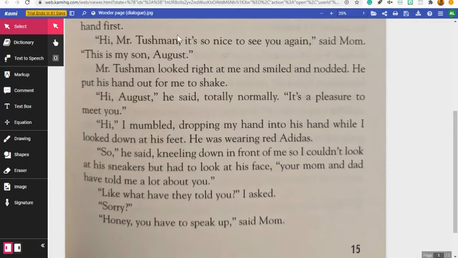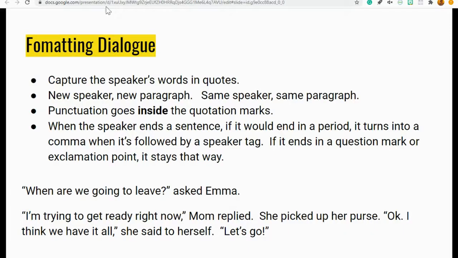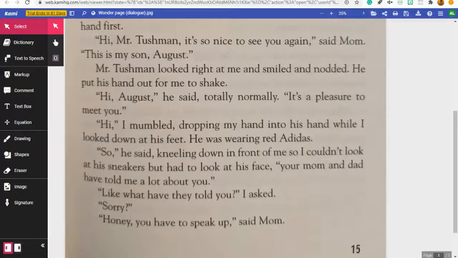This is the scene where August is meeting Mr. Tushman. "Hi, Mr. Tushman. It's so nice to see you again," said Mom. "This is my son, August." So I'm noticing a couple things. One, Mom's words are in quotes, right? The other thing I'm noticing is that even though it would be a period, it turns into a comma because it's followed by said Mom. In this case, "This is my son, August." It ends in a period because it's not followed by the speaker tag, all right? And as we saw here, it's a comma when it's followed by a speaker tag, right?